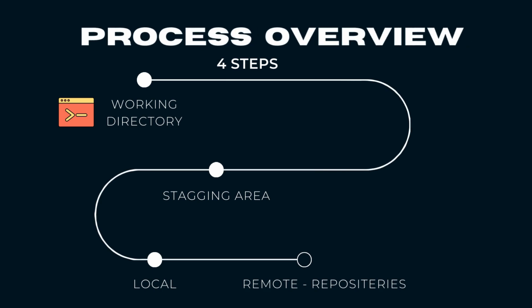Process overview. It includes 4 steps of a continuous process. First is the working directory, where the developer is actually working locally. It means the folder path. Next is the staging area. It is an intermediate stage between the working directory and the local repository. Local repository is the record of the locally stored files, and remote repository is where you want to push these local repositories to the origin.